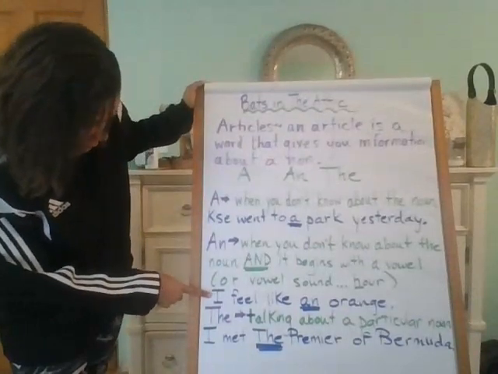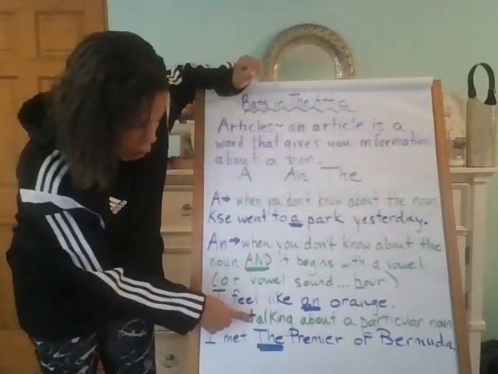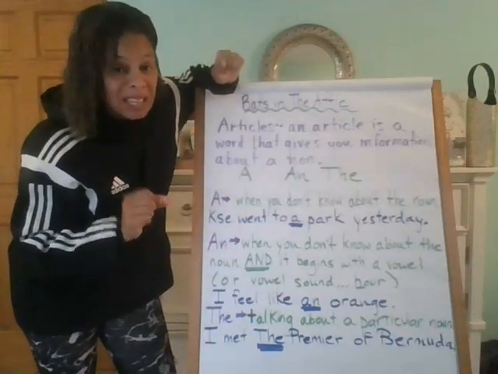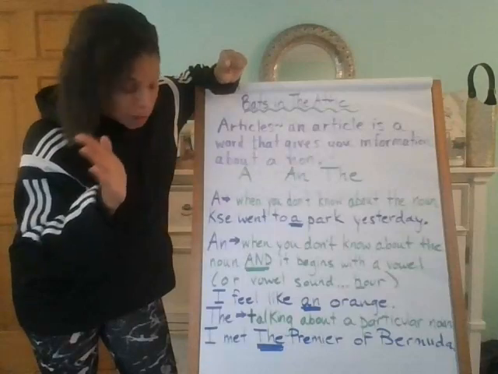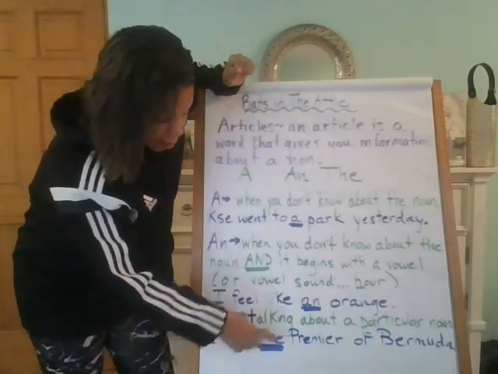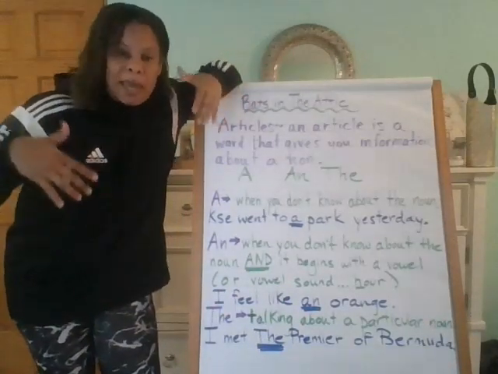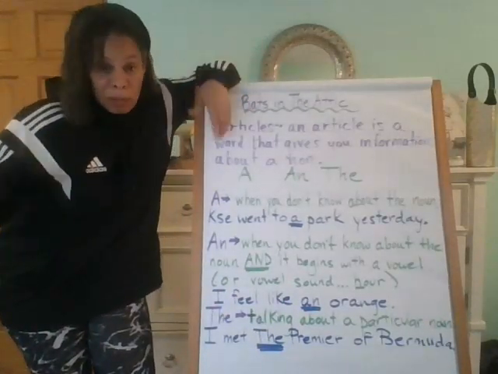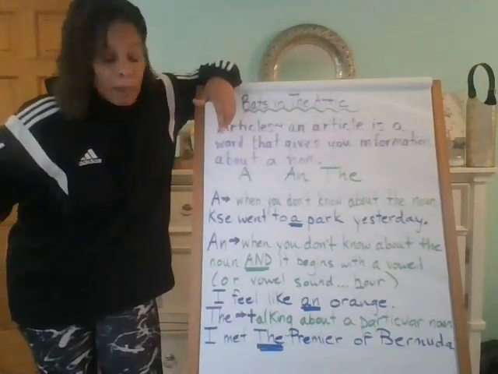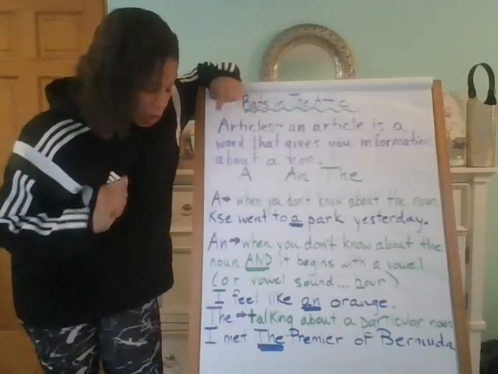Okay, so in this last example for the, if you use the, it means you are talking about a particular noun. So you're being very specific. It's definite. A definite person, place, or thing. So this is my example. I met the premier of Bermuda. Not just any premier. I didn't meet just a premier, because if it was a premier, it could have been a premier of Bermuda or another Caribbean island. But we're being specific. The premier of Bermuda. So it's talking about a certain person.